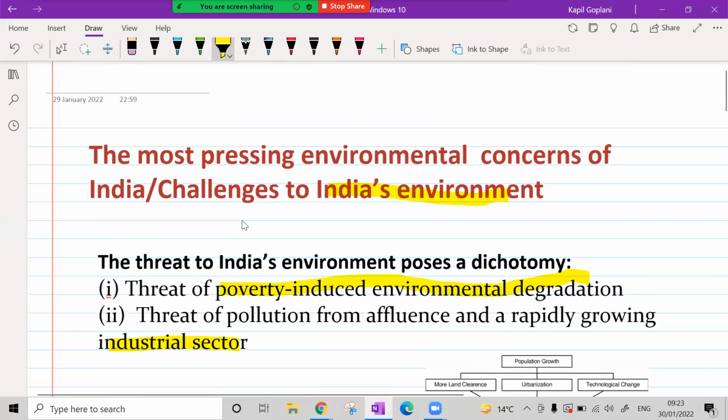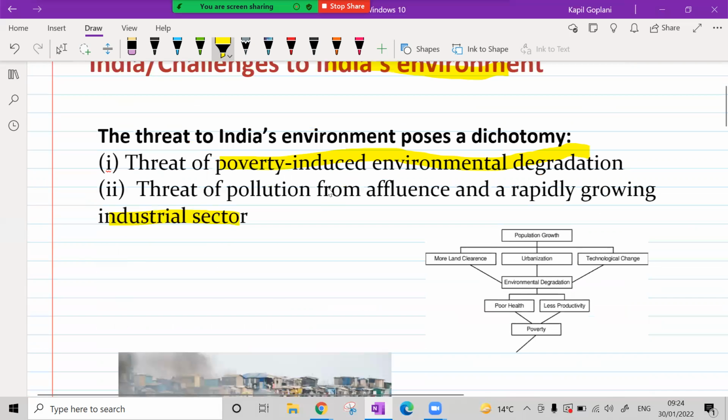So that is leading to what? Suppose I am taking wood and burning wood. It is not creating a cleaner gas. It is creating a gas in which carbon dioxide and other pollutants are there. So first is the threat of poverty-induced environmental degradation. Second, threat of pollution from the industrial sector. I told you the example was the recent acid rain case in Agra.